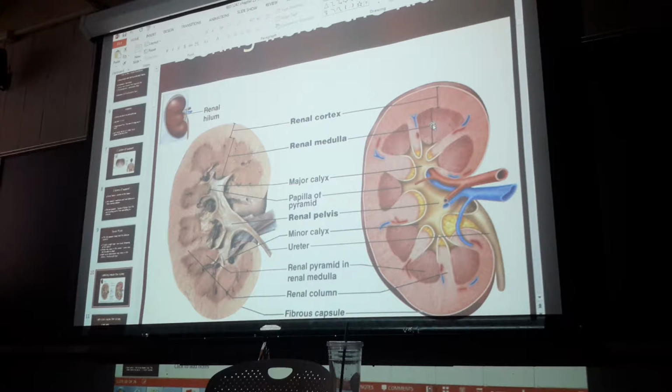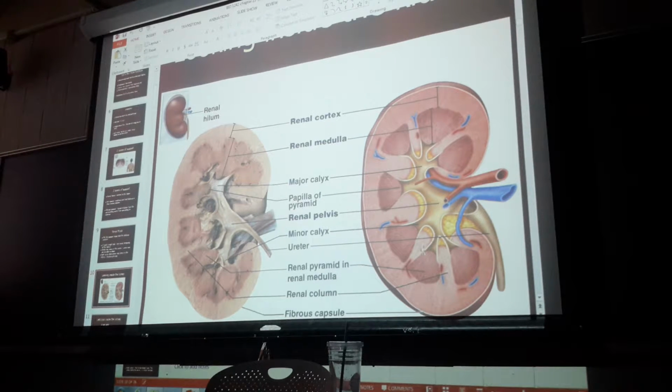Those pyramids are going to drain into these little areas. Each pyramid is going to have a little drainage area, and that's called a calyx. So we have 6 to 8 minor calyx. The pyramids are going to drain into those little funnels, and those funnels are called a calyx. Each individual pyramid drains into a minor calyx. The minor calyx then are going to drain into 1, 2, 3 major calyxes.